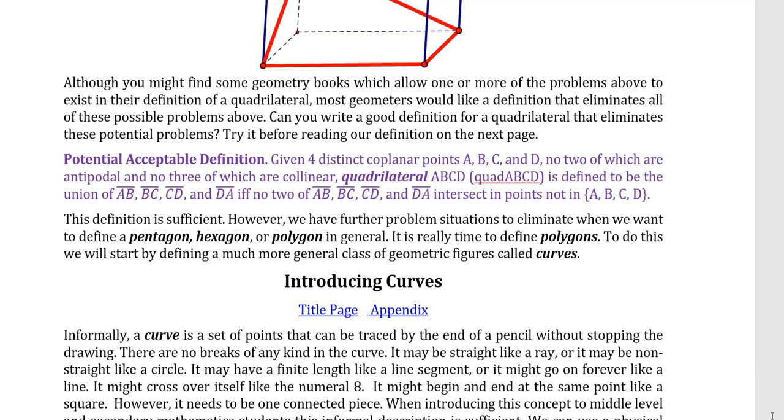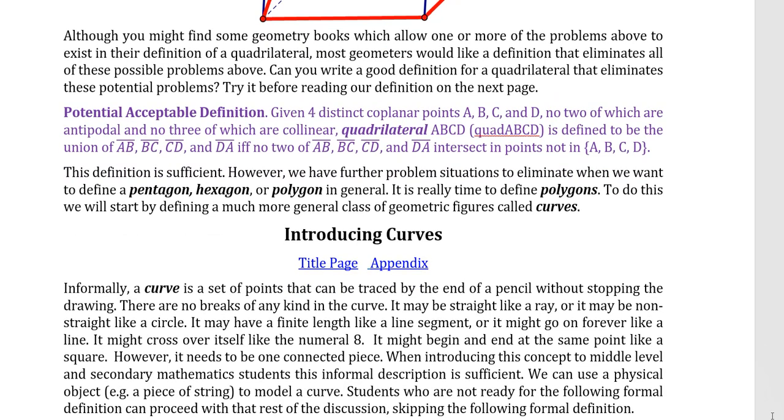Now, we're going to informally introduce what's meant by a curve. Informally, we could do this with a bunch of elementary school students or junior high students. Informally, a curve is a set of points that can be traced by the end of a pencil without stopping the drawing. There are no breaks of any kind in the curve.